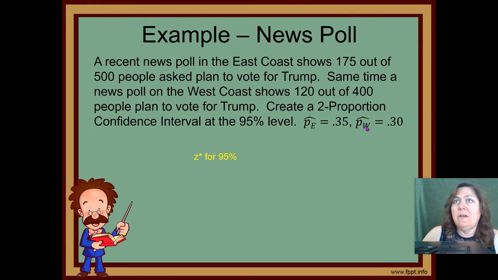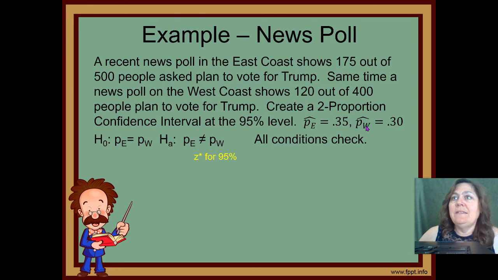So let's do an example here to close this out and make sure we can run through this. We're going to do a test and a confidence interval, okay? So let's start with a confidence interval. Gave you some data here. We got some East Coast versus West Coast. This was made up data, so this is not true data. But anyhow, this is people who plan to vote for Trump, okay? So you create a 2 proportion confidence interval at the 95% level. And so I needed to get my 2 p-hats calculated for the East and the West.